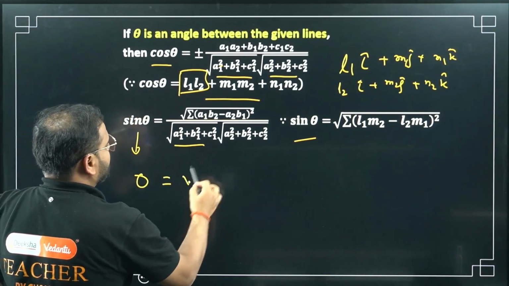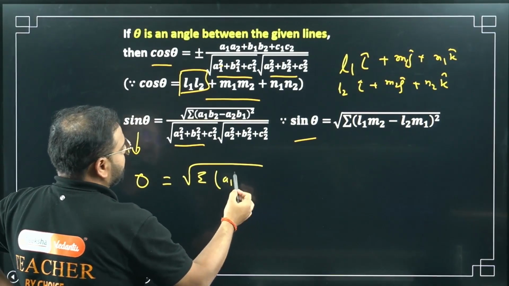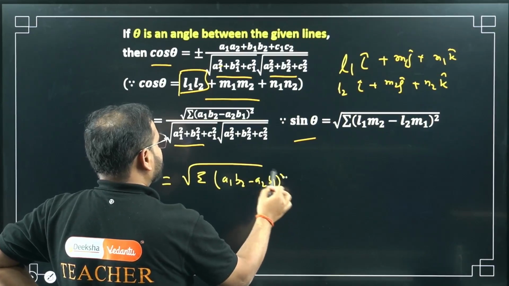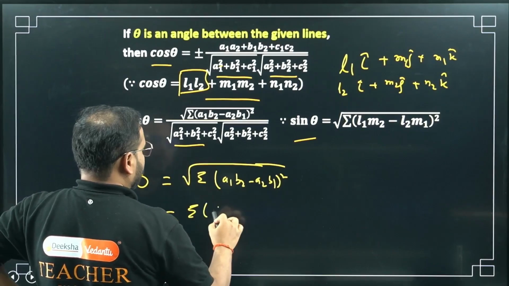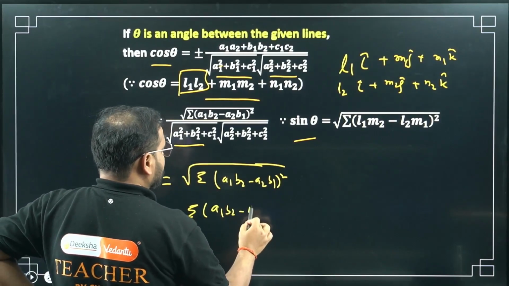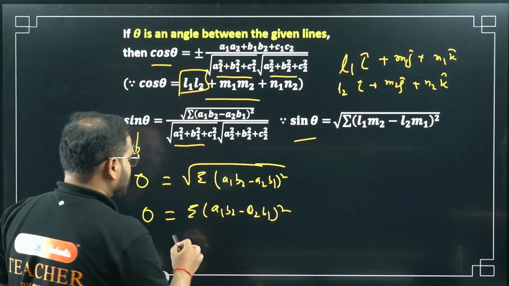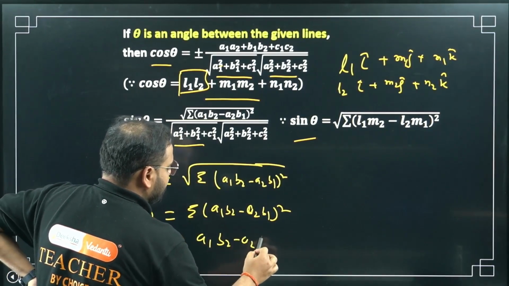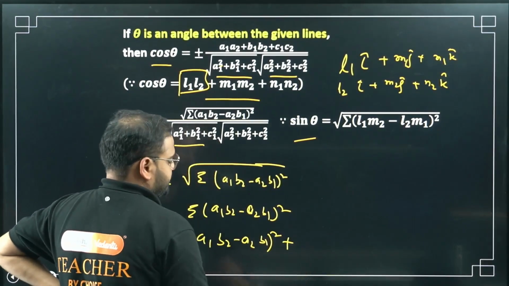0 equals to what? Root of this sigma A1 B2 minus A2 B1 the whole square, right? If you square it up, what are you going to get? 0 equals to sigma A1 B2 minus A2 B1 the whole square, right? What is this going to be? Remember this. A1 B2 minus A2 B1 the whole square plus.